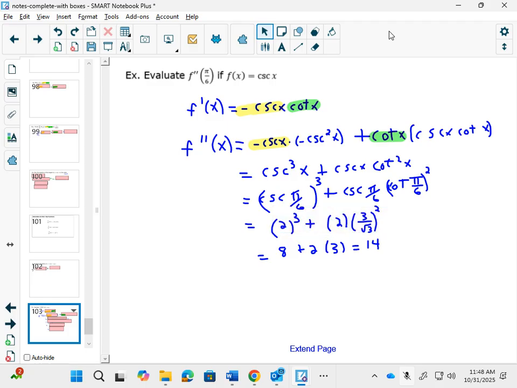2. Because sine of pi over 6 is 1/2. So cosecant would be 2 over 1. And then that gets cubed. So this would also be 2. Tan of pi over 6 is root 3 over 3. So cotangent of pi over 6 will be 3 over root 3. Square all those, combine your like terms.